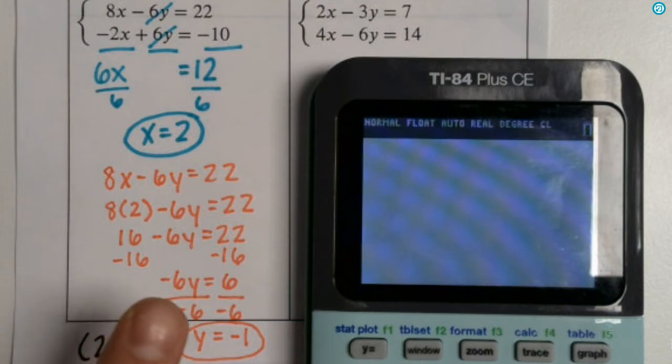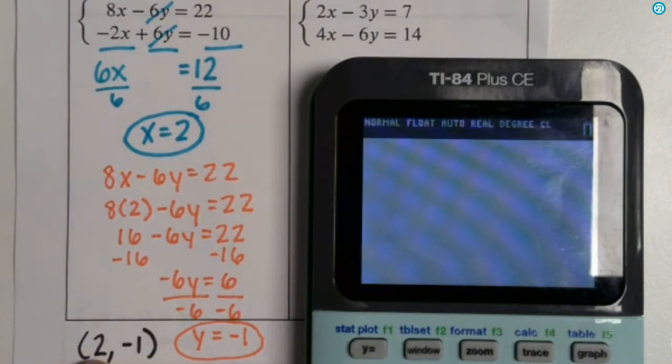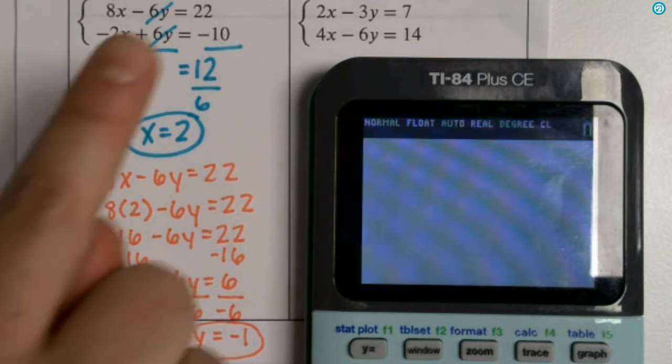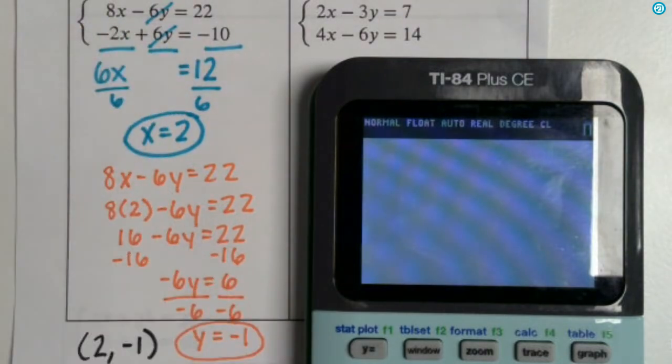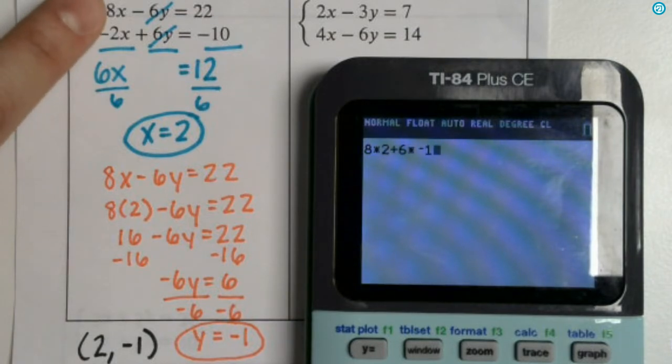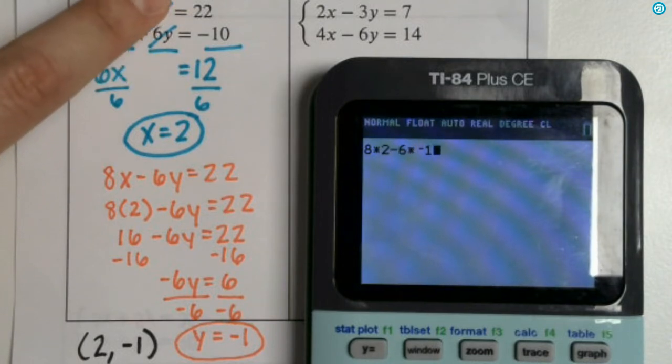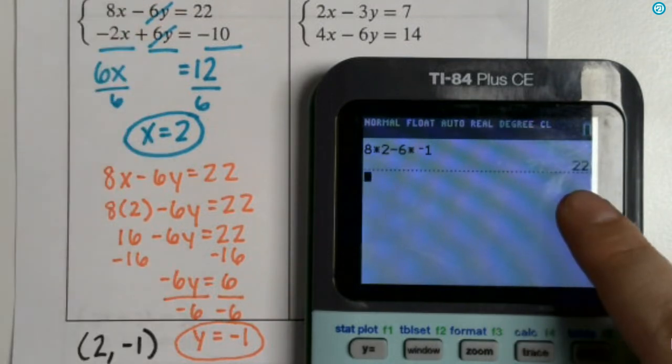I keep forgetting to show classes this, how we could check our answer. So this is x and y, 2 and negative 1 down here at the bottom. We can plug both of those into both equations and make sure they work. So we do 8 times 2 plus 6 times negative 1. And just kidding, it should be minus 6 times negative 1. We need to make sure that that equals 22, which it does.